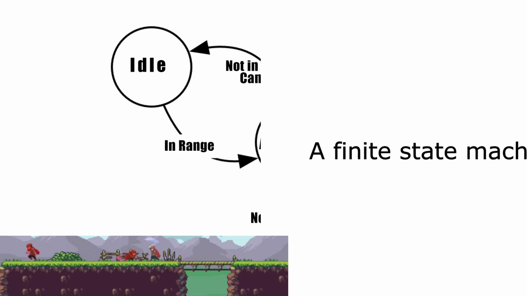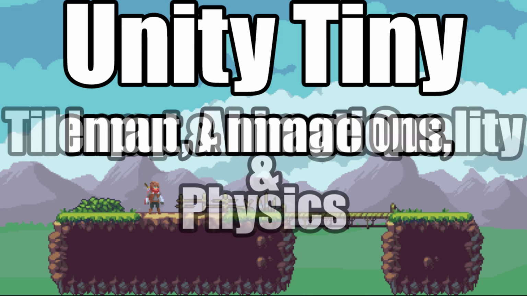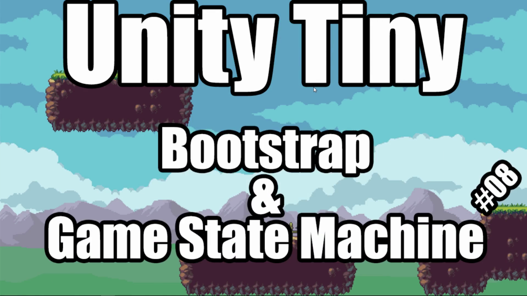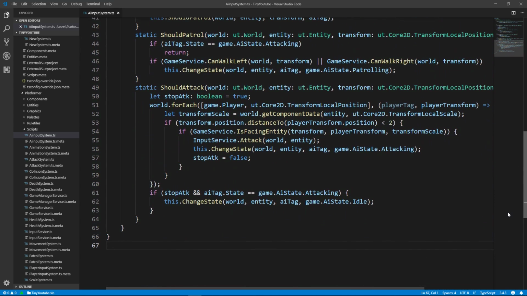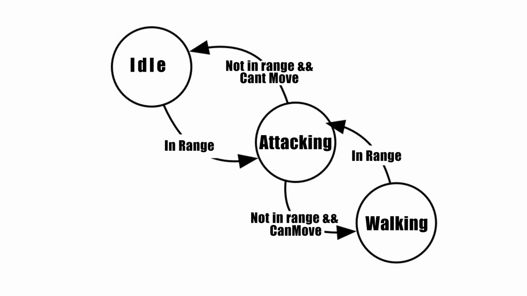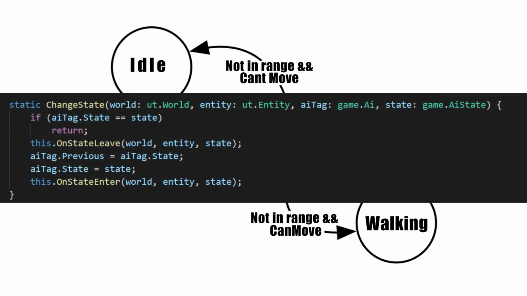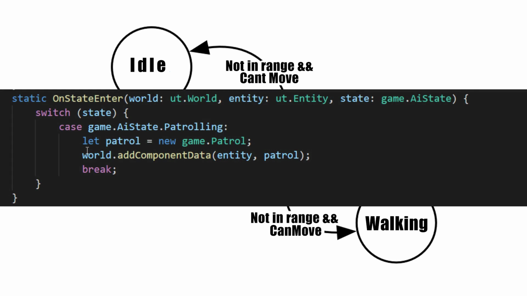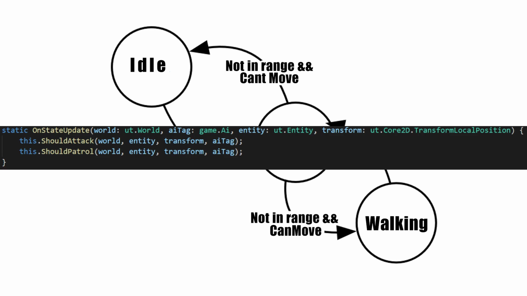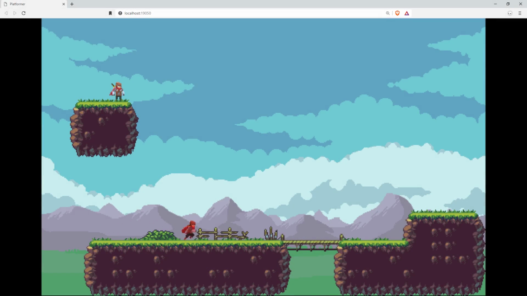A finite state machine is perfect for simple AI. Hello and welcome back to another Unity Tiny video, where we will be setting up a finite state machine to control the behavior of our AI entities. If you've never used a finite state machine, it's a way to control the flow of your code through different states, allowing for your AI to perform different actions depending on if it's leaving a state, entering a state, or if it should run an update function continuously for the current state. For the project we are working on, this will be perfect.